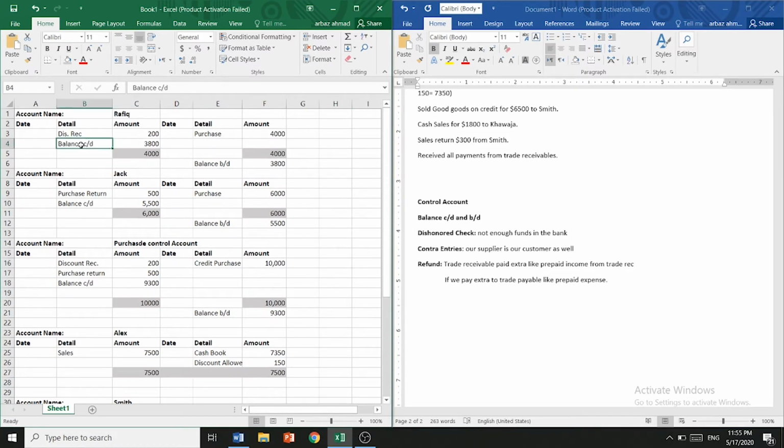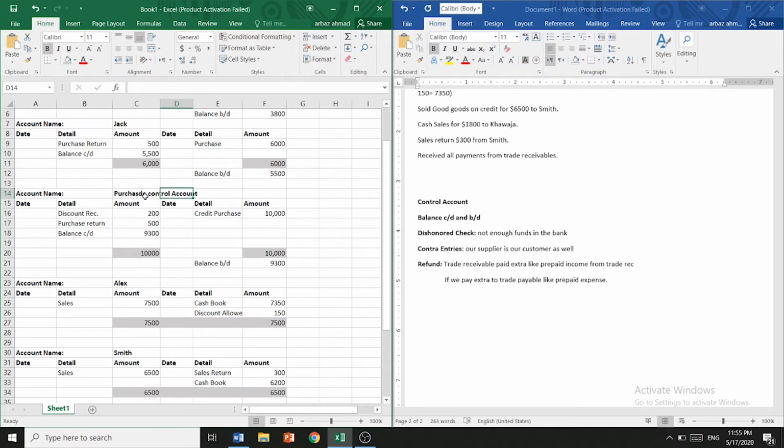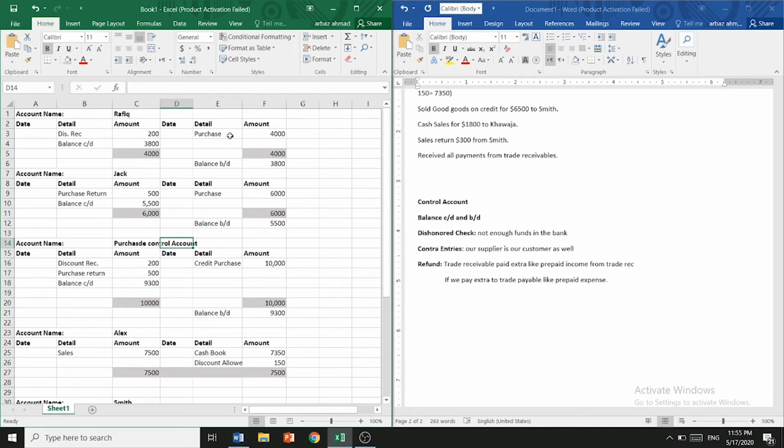I have already explained this: I have balance carried down instead of having cash. Previously I had cash, but for the trade payable I did not make any payment, so I will have a credit balance. Why a credit balance? Because this is a current liability. This is my trade payable account, and this is also my trade payable account. That's why I will have a balance on the credit side. So in my control account I will have all the totals. If I have all the credit purchases, I will add both of them and write the total over here. That's a small review.